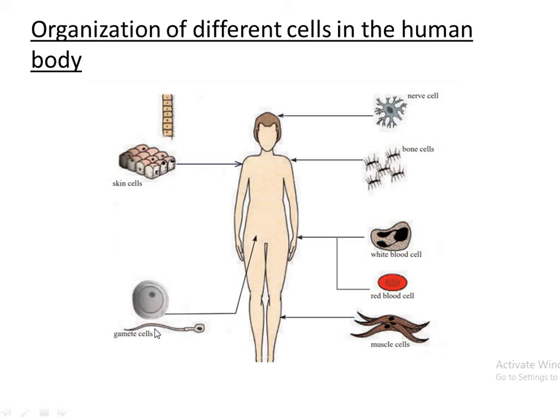Then gametes, an egg and a sperm. And then you get white blood cells and red blood cells and muscle cells. So that way we get many of them. We must remember the shape and what its name is.